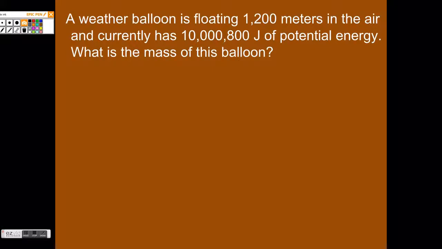So we're going to see in this next problem that sometimes we will use the gravitational potential energy formula but not be calculating GPE. So let's read this problem. A weather balloon is floating 1,200 meters in the air and currently has 10,800,000 joules of potential energy. What is the mass of this balloon?